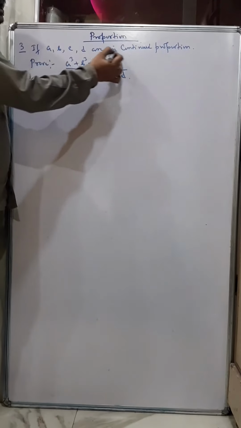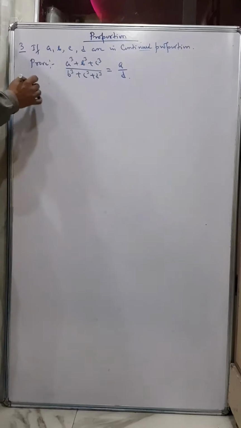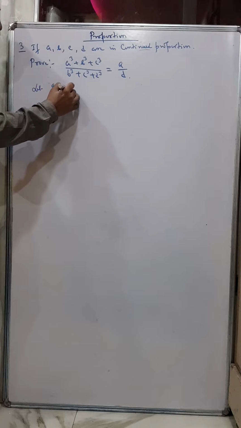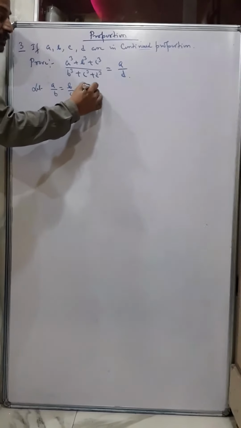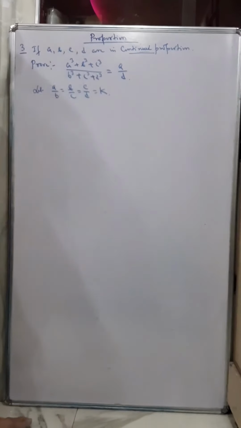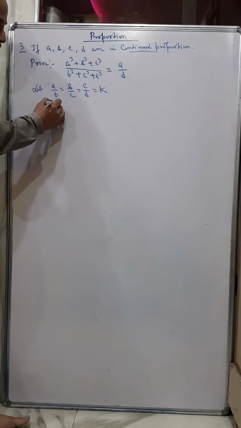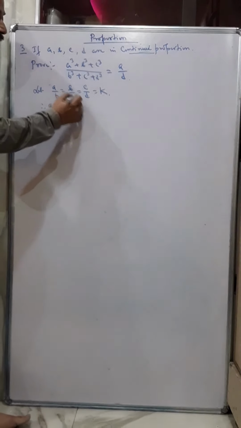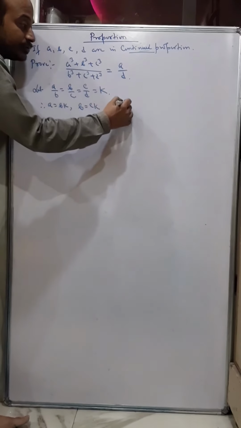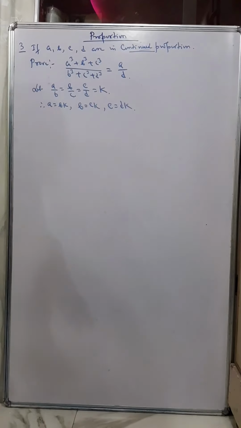Okay, so the next sum, here you can see they told A, B, C, D, 4 quantities are in continued proportion. So similarly we will start. Let A by B equals to B by C equals to C by D equals to K. Understand? Because it's continued proportion, so what I get? I get A is equal to BK, B is equal to CK, and C equals to DK, right?